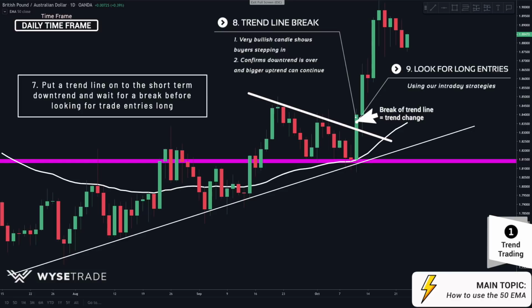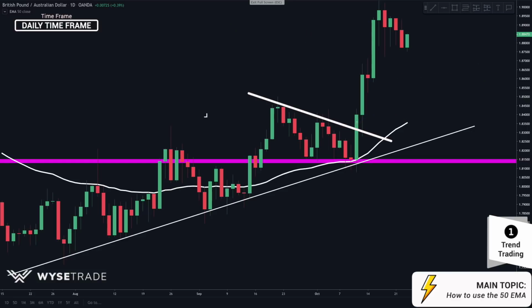Now for us, we like to take earlier entries. So what we do is we put a tight trend line onto this immediate downtrend like this and go to the 4-hour time frame and look for a trend change to take an earlier and tighter entry.